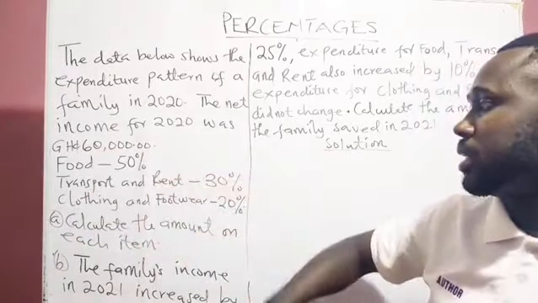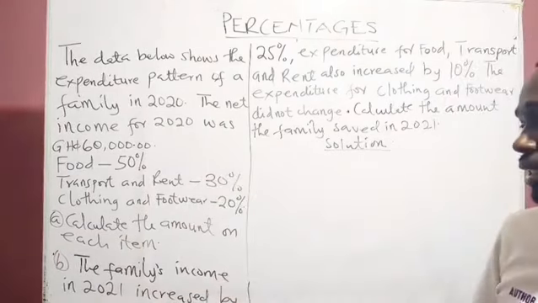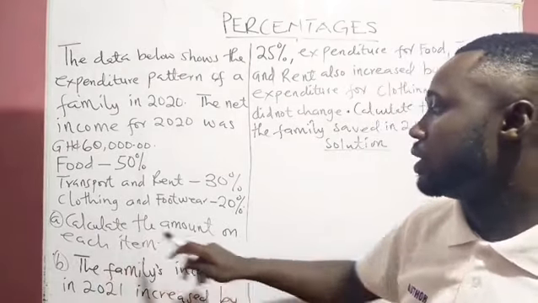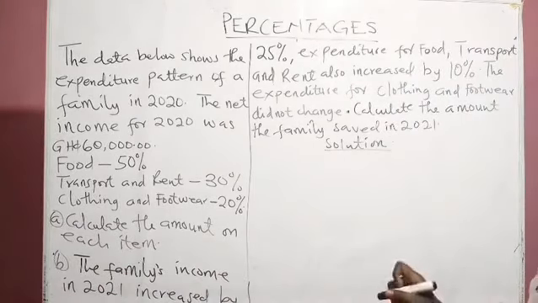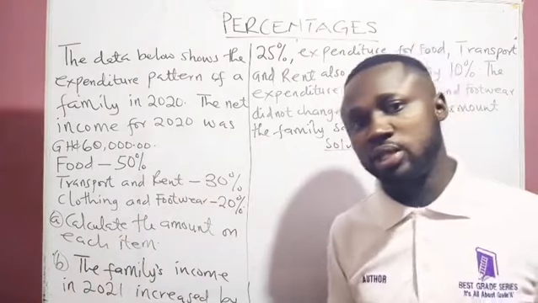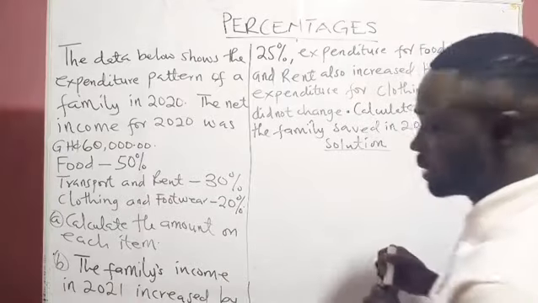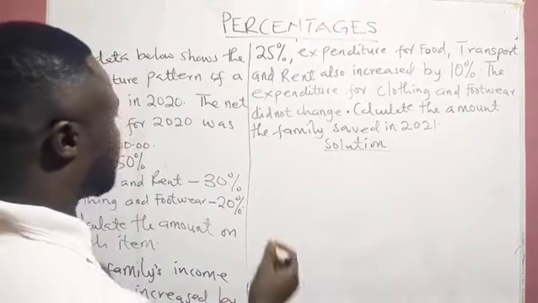Okay, food 50%, transport and rent 30%, clothing and footwear 20%. One, calculate the amount on each item. So we are going to calculate the amount the family spent on each item. Food is 50%, so let's see how we are going to calculate the amount on food.